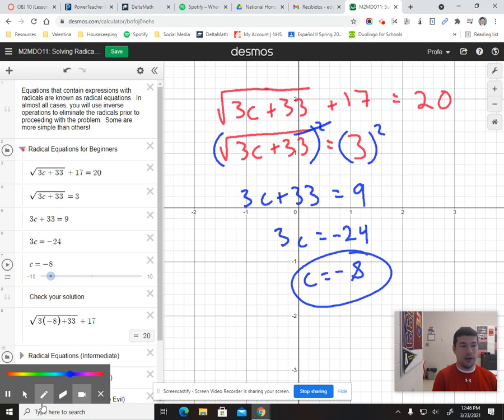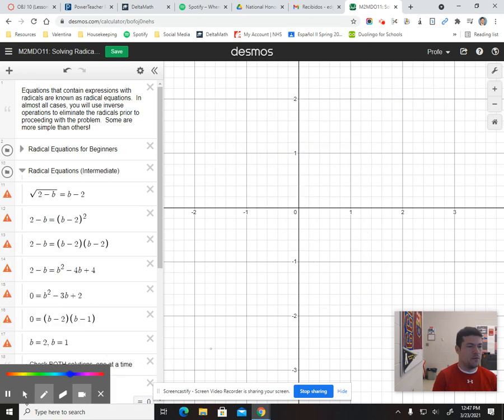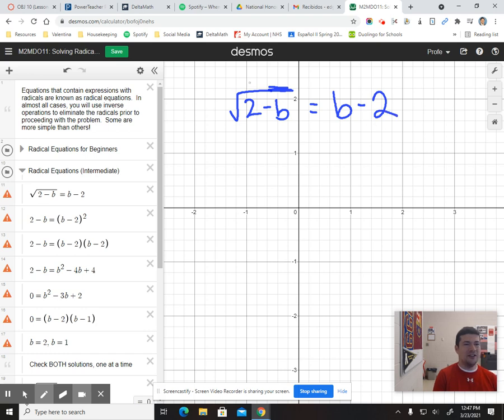Then let's try an intermediate equation, one that's a little bit more tough than this. All right, so for this one, let's say I've got the square root of 2 minus b. And this time, instead of being equal to just a number, I'm going to have it equal to another linear expression, b minus 2. So again, to get rid of my square root, I'm going to try squaring. All right, so look what happens when I square. So if I square the left side, I'm going to have to square the right side.